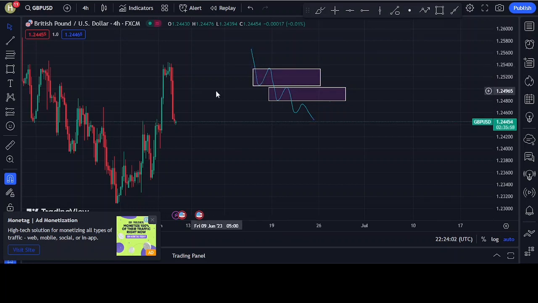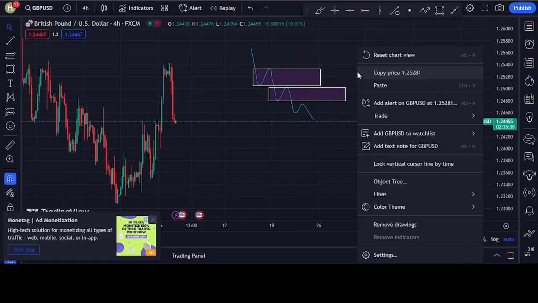I don't like refining my zones. When you refine your zone, there are times they do not work accurately as expected. I'll be explaining that. You just have to keep watching this video till the very end. All right, so this is a supply zone.